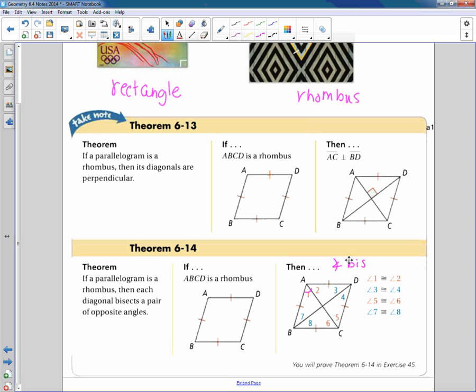Angle bisectors. Very good. So we would say that the diagonals are perpendicular and they are what? Angle bisectors. Very good. Angle bisectors and perpendicular. And which parallelogram is this true for? The rhombus.